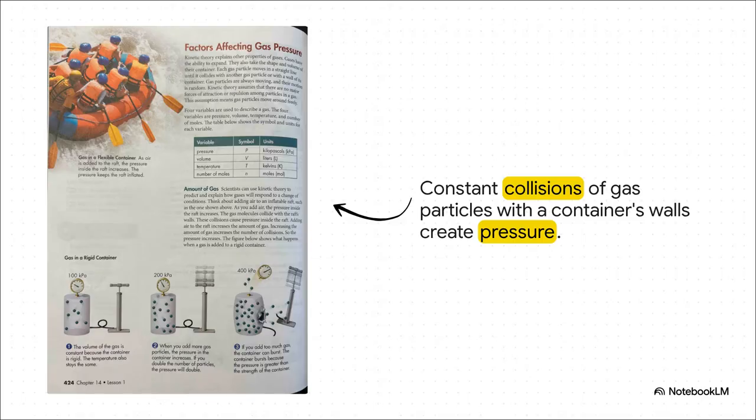And all that zipping around has a big consequence. Every single time one of those little particles smacks into a surface, like the inside of your tire or a balloon, it gives it a tiny little push. Now, one push is nothing, but multiply that by billions upon billions of collisions happening every single second, and that's what we feel and measure as pressure. It's just the grand total of all those tiny relentless pushes.